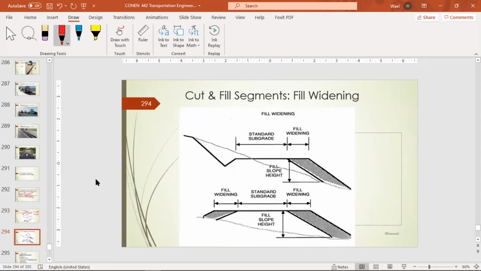For lane widening, for example, we do fill widening. Basically, if that's the standard subgrade, we do fill widening to prevent this area from running this way. Any questions so far?